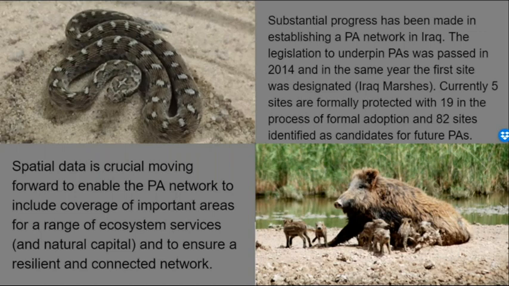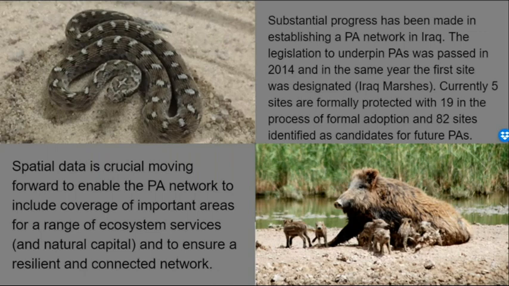So I'd just like to finish by summarising and saying that substantial progress has been made in establishing a PA network in Iraq. The legislation underpinning protected areas was only passed in 2014, but the number of sites is currently 5, with 19 in the pipeline and 82 candidate sites identified for the future.